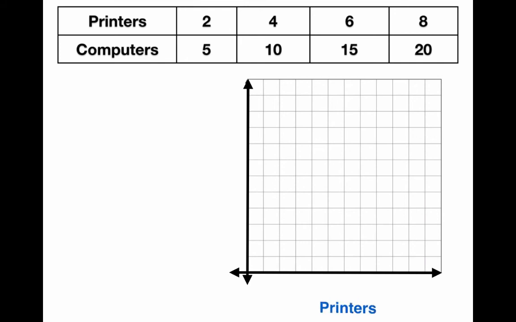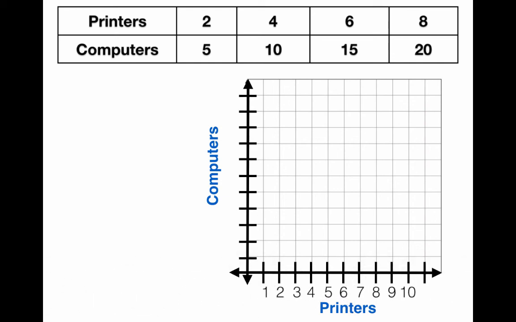We're going to label it printers and computers. I'm going to number my graph and scale it out. On the x-axis, I went 1, 2, 3, 4, 5, 6, 7, 8, 9, 10. That seemed to work. But for computers, look at the table. We got to get up to 20 computers. So I'm going to go by 2s to get up to 20. 2, 4, 6, 8, 10, all the way up to 20.